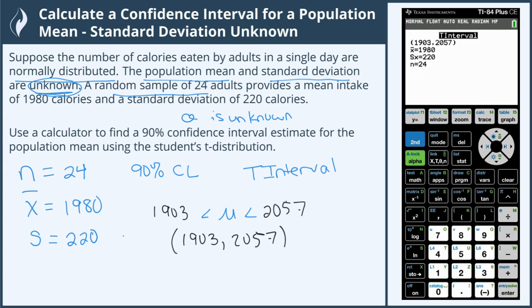So what that says is that for this population, the number of calories eaten by adults in a single day, on average, for the population is between 1,903 and 2,057 calories. We are 90% confident in that interval.